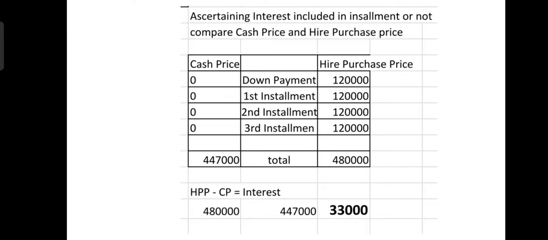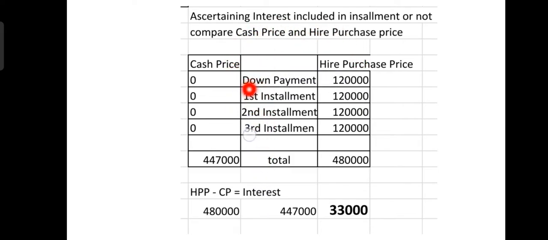First we need to identify whether any interest is included in the installment amount. That's why we are going to compare two values: the cash price and the hire purchase price. In hire purchase price, they pay the down payment, first installment, second installment, third installment, and then the total amount comes. But if you purchase now itself by paying cash without hire purchase, you are going to pay only 4,47,000. That's why this comparison has been made.